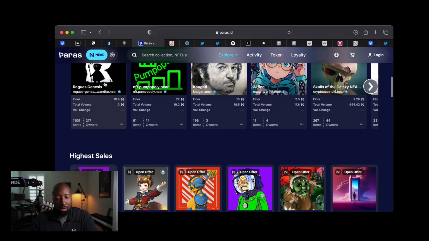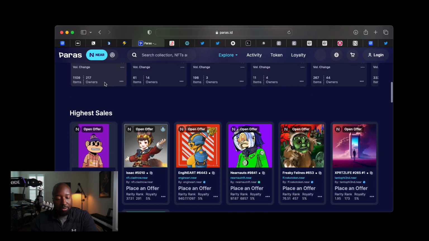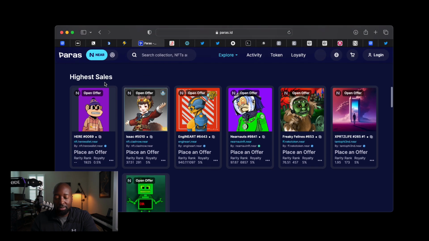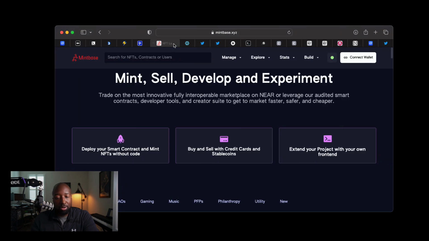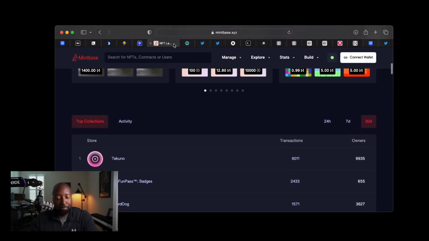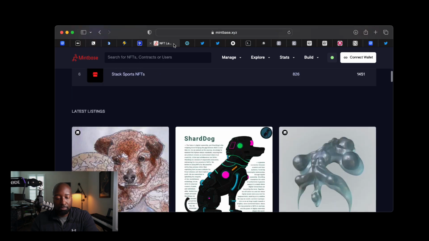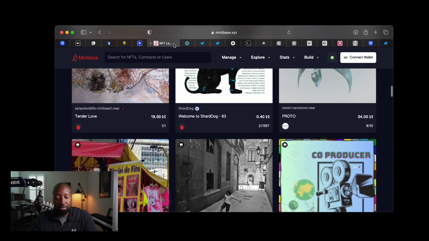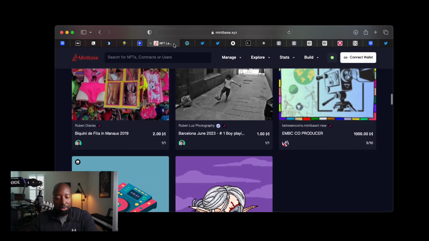Yeah, pretty impressive art. I haven't heard of many of these. That's not to say that they can't blow up in the near future, but there's Nier Knots, Freaky Felines, Isaac here. And then they have another marketplace here called Mint Base. And let's take a look at some of the art here. You know, not too shabby, not too shabby.